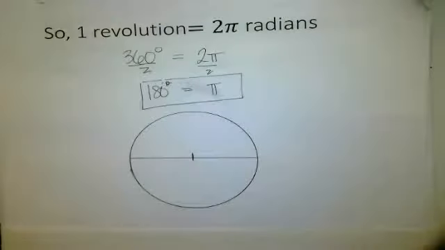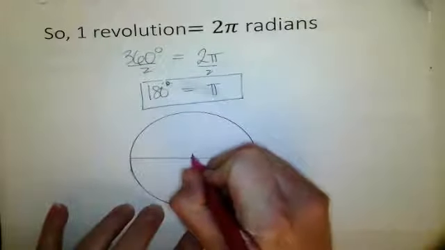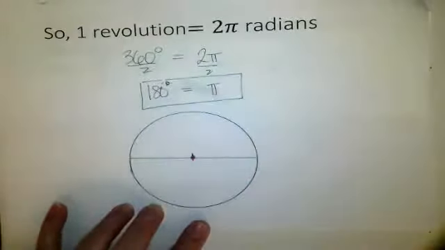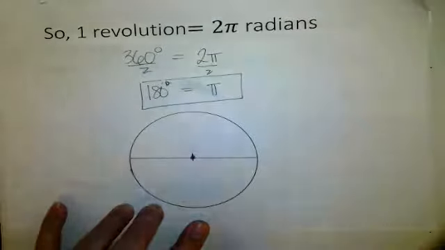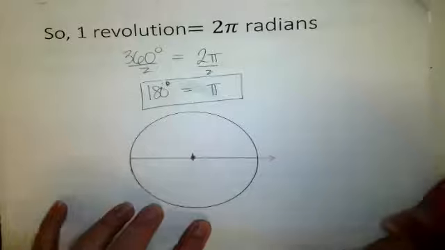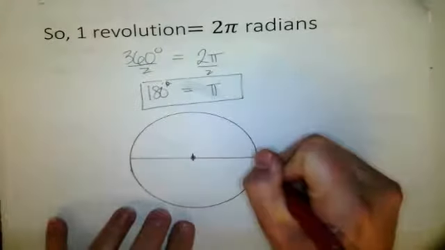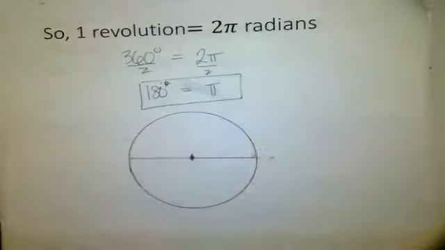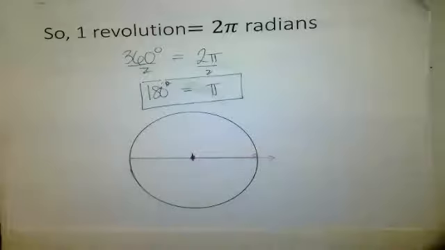Okay, so we need to practice drawing angle measures in radians. I want to start by drawing an angle. It's got its vertex at the center of my circle and initial side along the positive x-axis, okay? This angle is 0 radians, all right? It's also 0 degrees, but 0 radians.